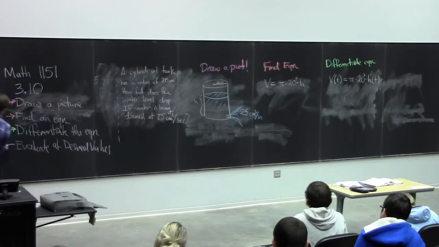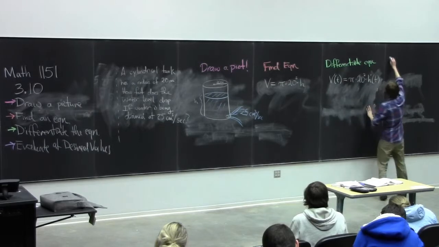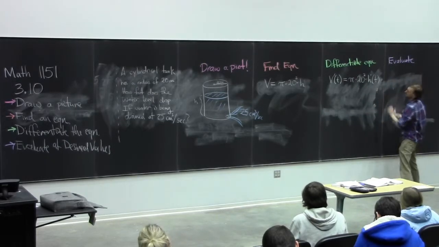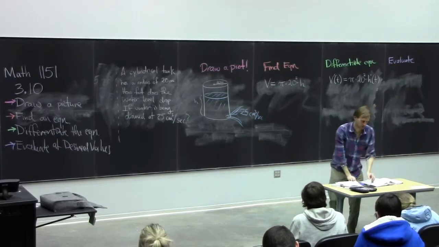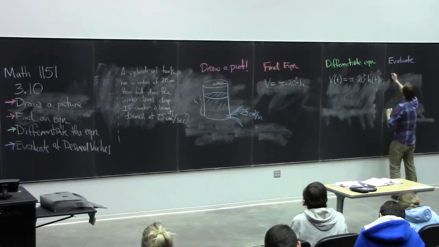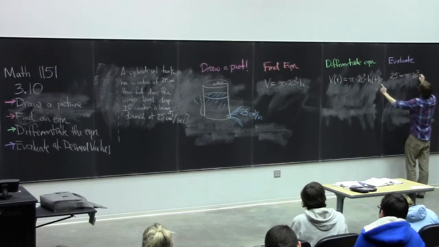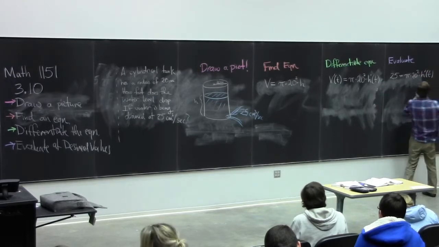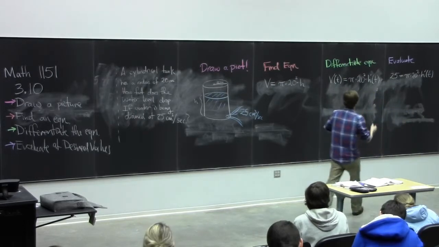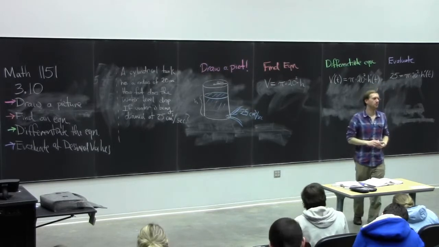So now we'll do this last one. Evaluate at desired values. I'm just going to write evaluate. So now I know v prime of t. It's 25. 25 is equal to pi times 20 squared times h prime of t. Now we can solve for h prime of t. Check this out. So 25.